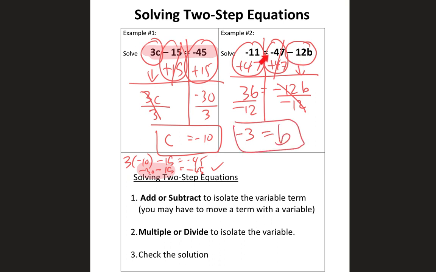Let's plug it in and check it. So we're going to say negative 11 equals negative 47 minus 12 times negative 3. Okay, so let's check it. Negative 47, and negative 12 times negative 3 gives us positive 36, and that is equal to negative 11. All right, so that's how we check our work as well. So anytime on a test that we want to check our work, we would do just like that to make sure that it is correct.